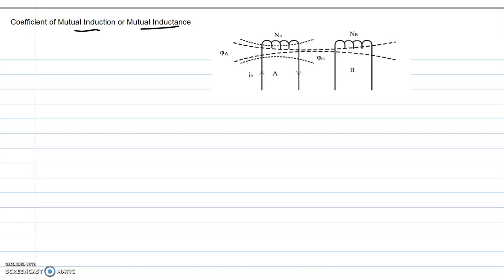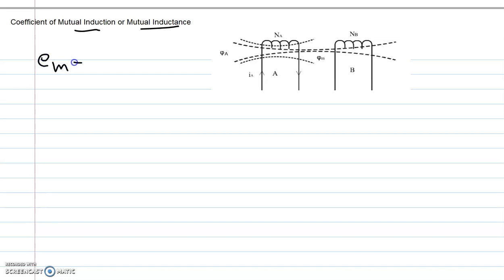And because of the change in current in the coil, a flux will be produced, and some of that flux will be linking with the coil B. That is known as the mutual flux. Because of that, an EMF is induced in the coil B. That is known as the mutually induced EMF.